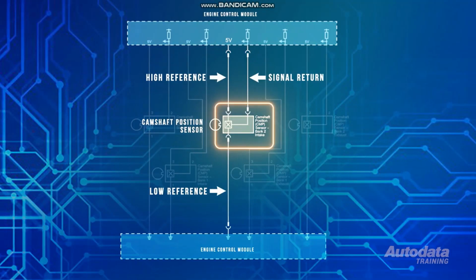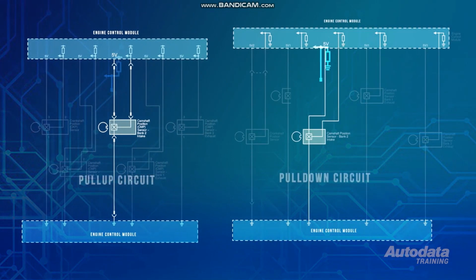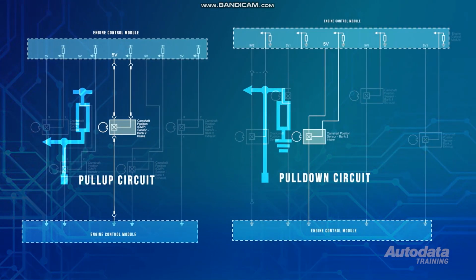This sensor is supplied with a high and low reference, with the sensor returning the signal to the ECM. OEMs may choose to use either a pull-up or pull-down circuit for monitoring the signal output. In this module, we'll be looking at the digital type cam position sensor, voltage low and performance DTC.